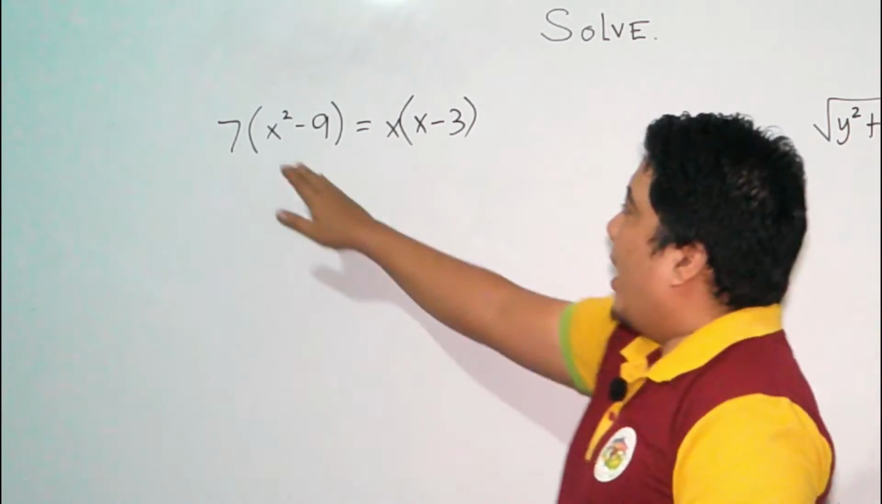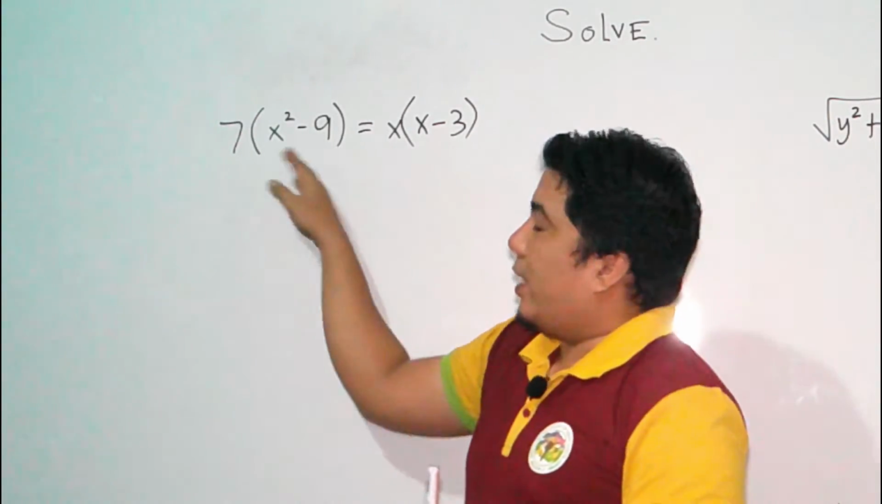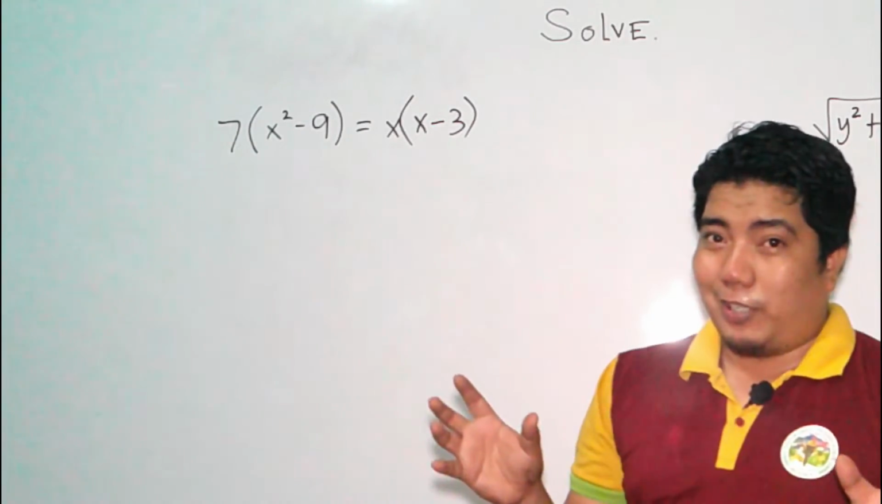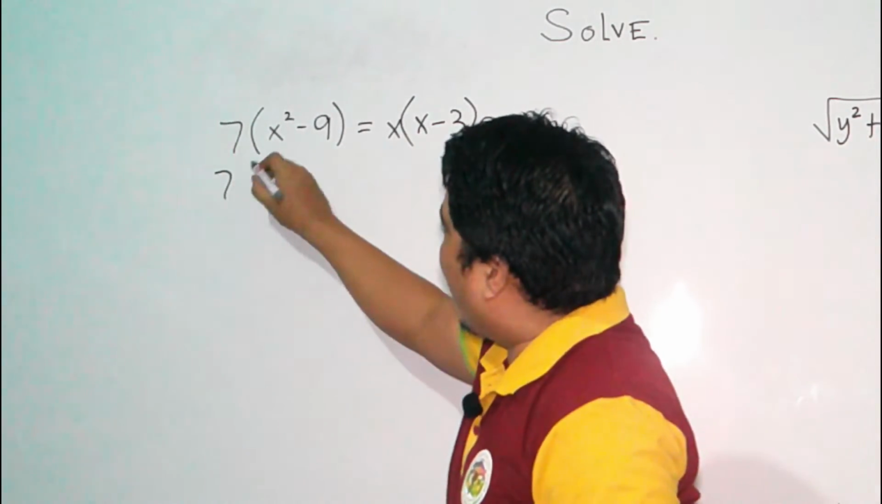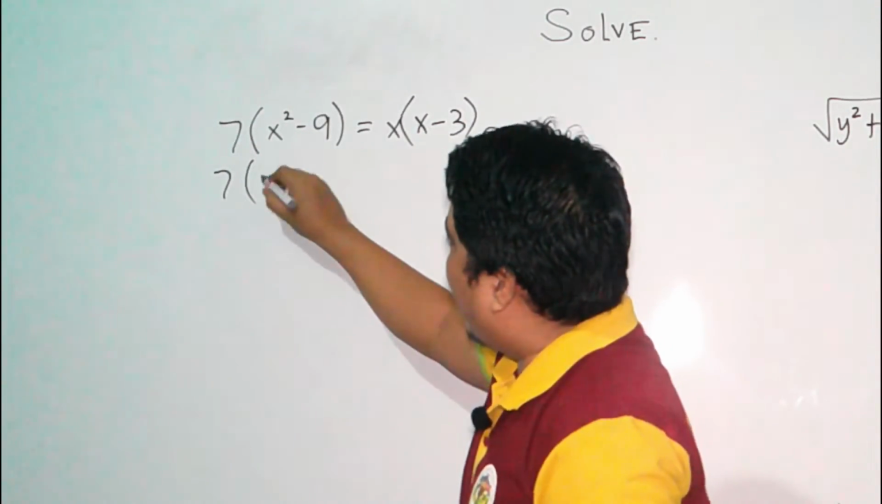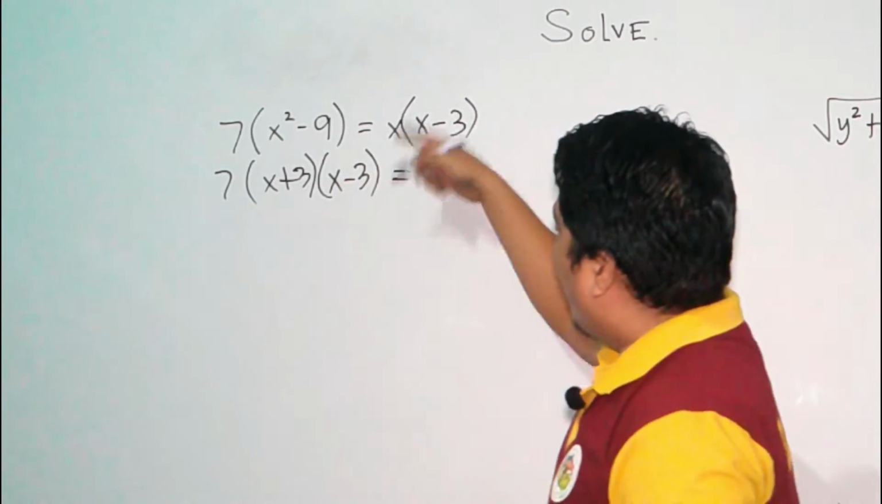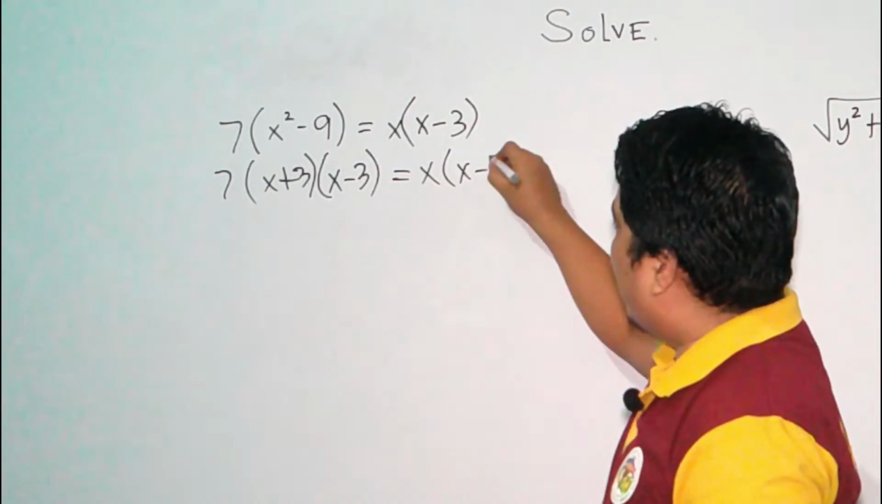However, sometimes there are some techniques that you can consider in order for your answers to be faster. Okay, as you can see here, this one is a difference of two squares, right? This can be factored out. Now, if you factor x squared minus 9, that is x plus 3 times x minus 3. While on the other side, that is x minus 3.